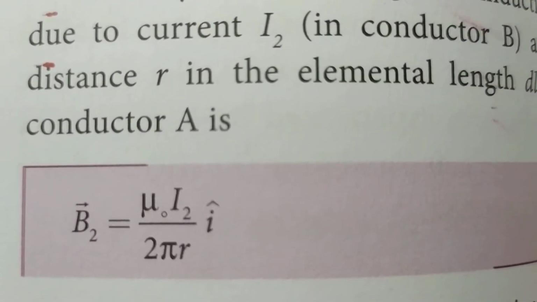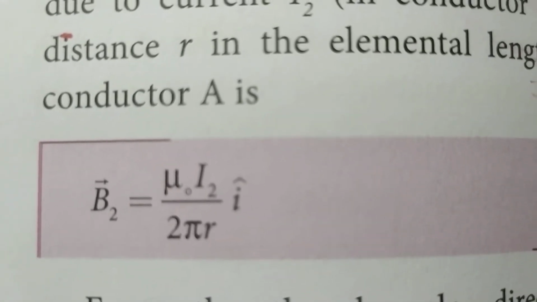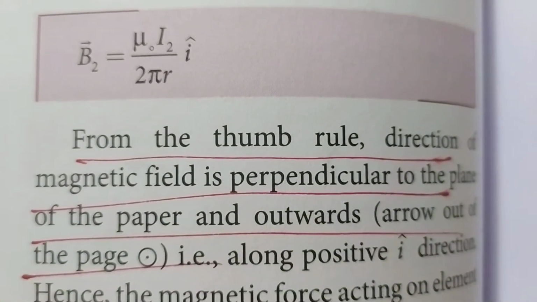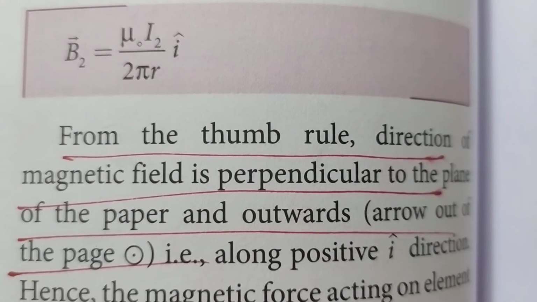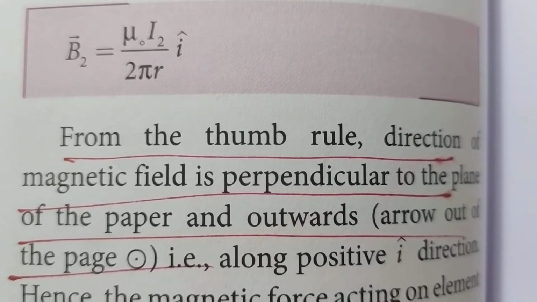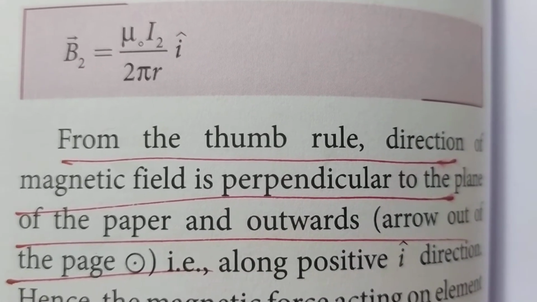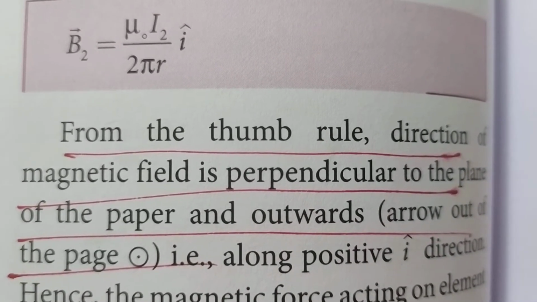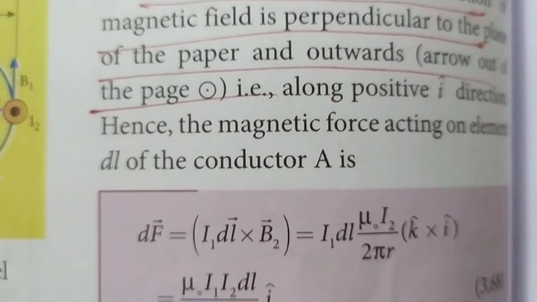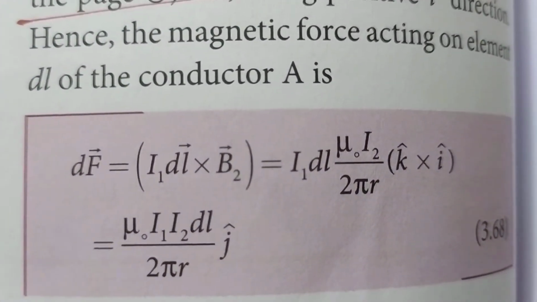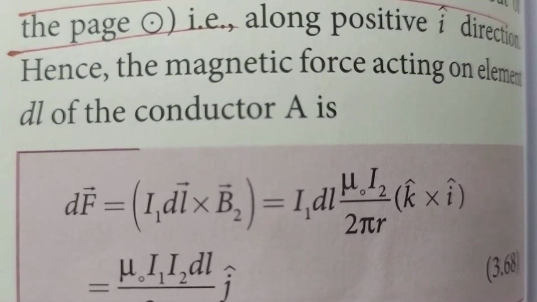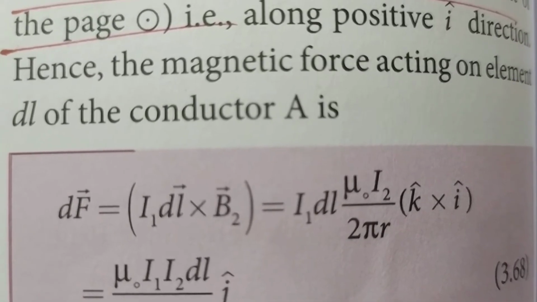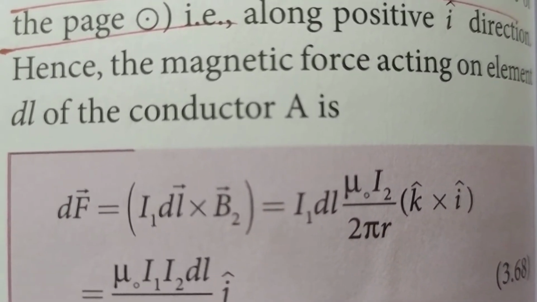For the conductor B, B2 vector is given by mu naught I2 by 2 pi r i cap, and here you have a positive sign because, according to the thumb rule, the direction is perpendicular to the plane of the paper and outwards. In the first case it is inwards, but here it is outwards, so the arrow is out of the page, and here you can use the dot. And what is dF vector here? dF vector is the magnetic force on the element dl of the conductor A, because of that magnetic induction there is a force on the conductor A.